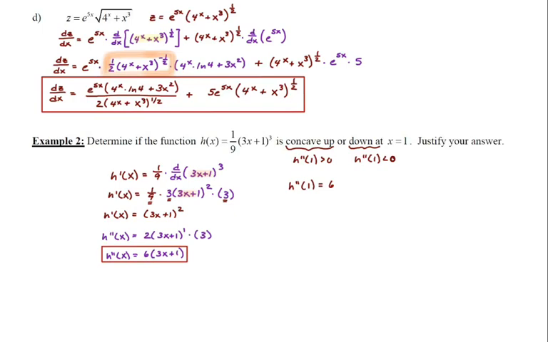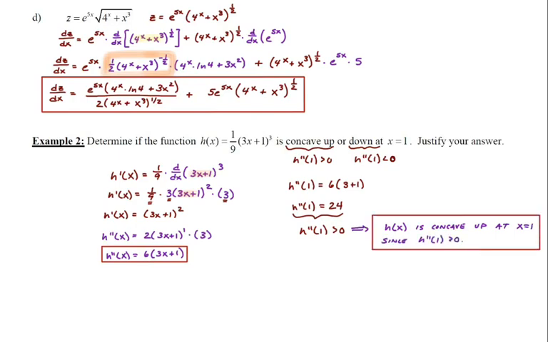And now what I need to determine is whether the first derivative is positive or negative at 1. So I'm going to plug 1 into my second derivative, and what you should get is 24. So h double prime of 1 is 24. If h double prime of 1 is positive, that means h of x is concave up at x equals 1, and my reasoning would be, since the second derivative is positive there, and the easiest way to write that is h double prime of 1 is greater than 0.